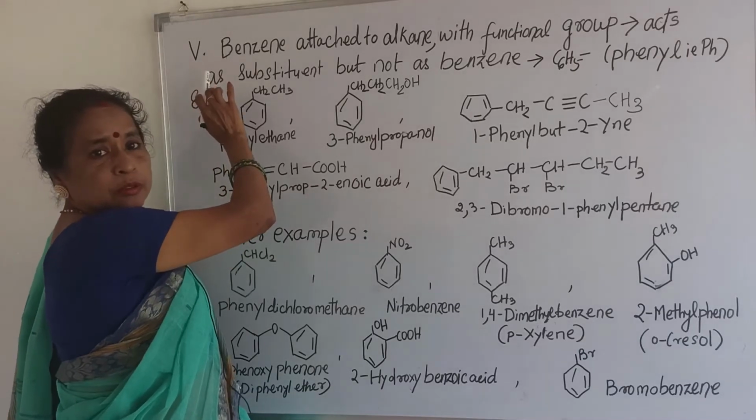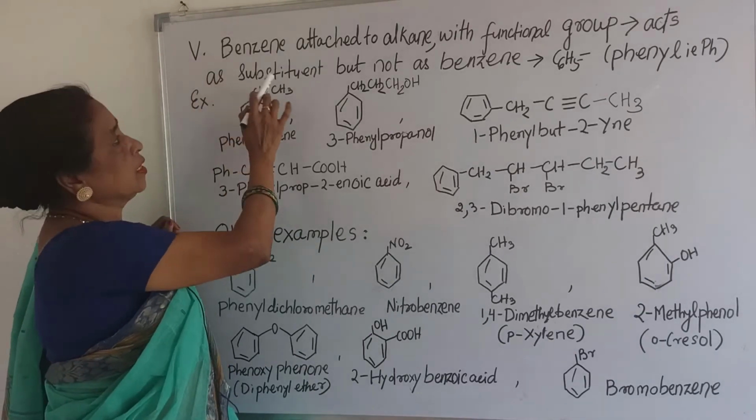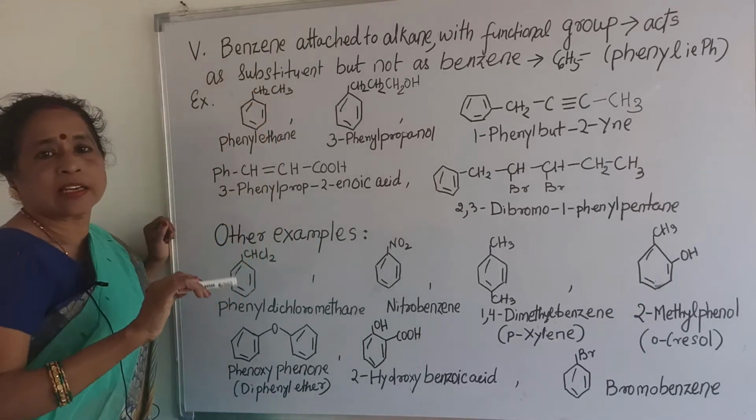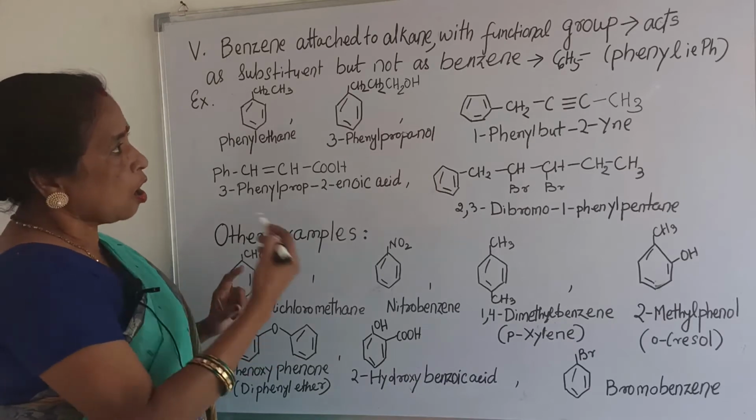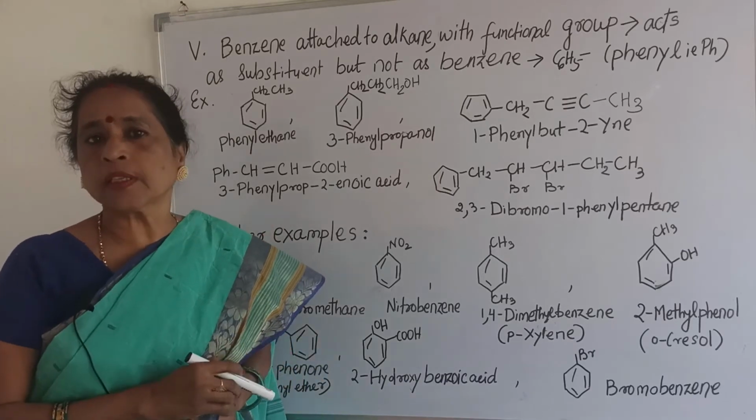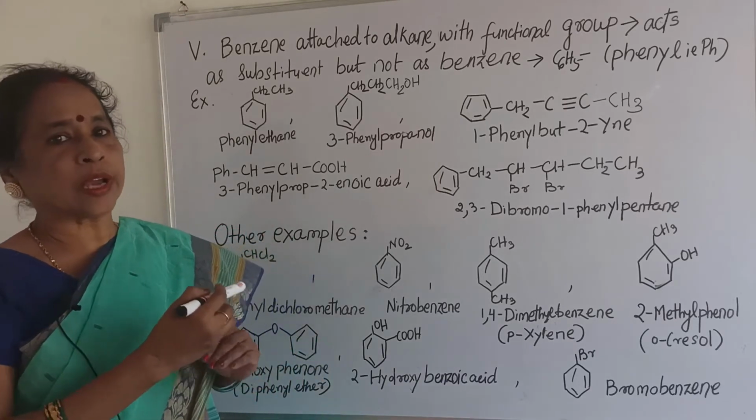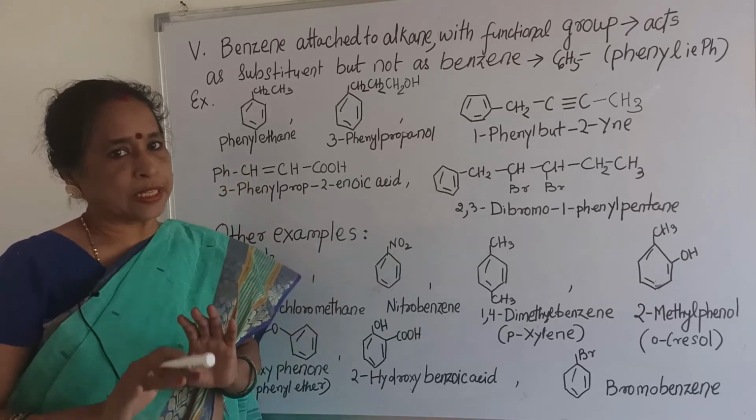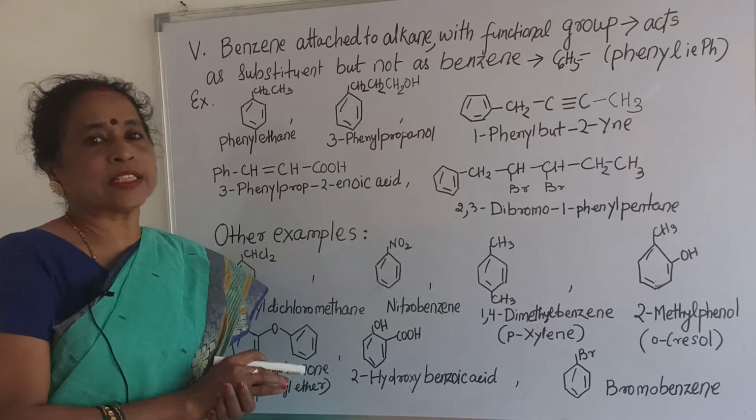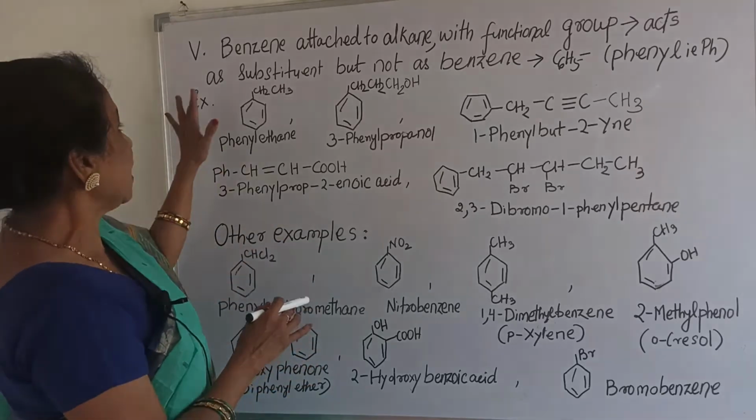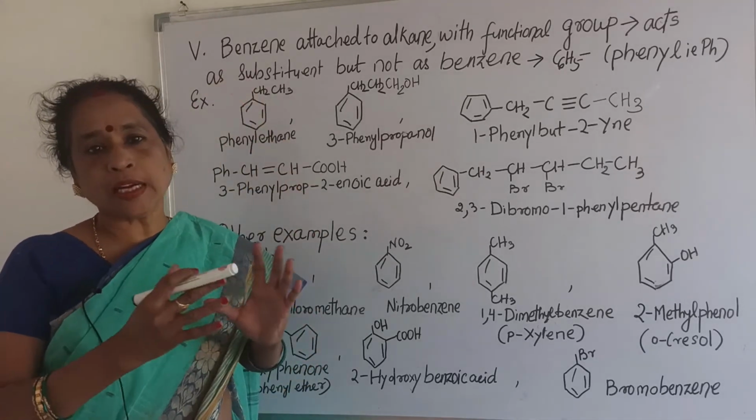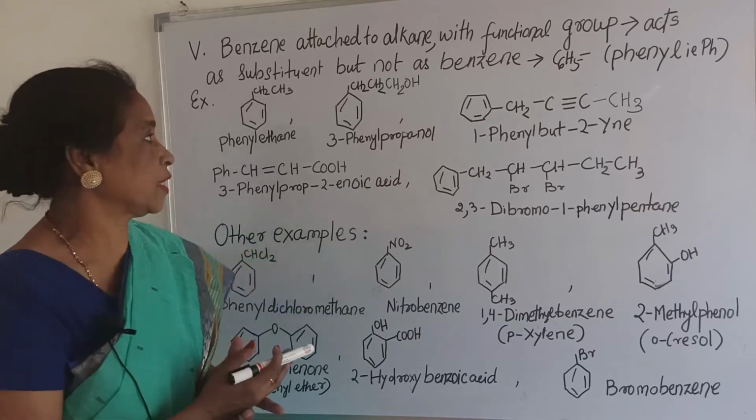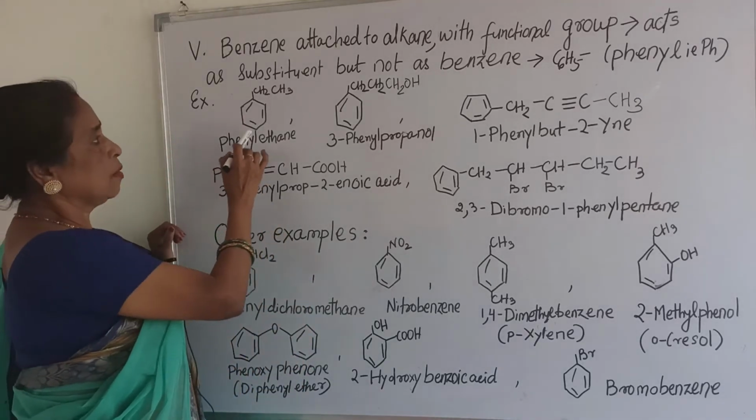Now come to the fifth point, that is benzene attached to an alkane or any functional group. How can we name it? Now the benzene never acts as benzene, but it will act as a phenyl group. That means it acts as a substituent. Phenyl is one substituent. Let us see one example.